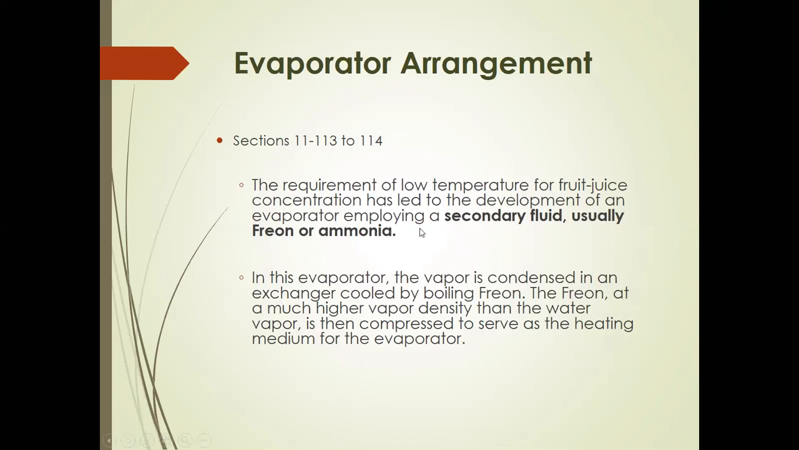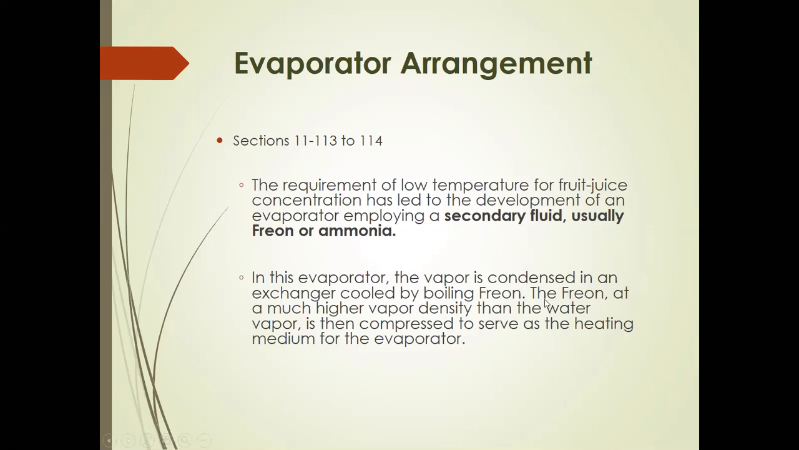Now, probably some of you may find this ironic because freon and ammonia are refrigerants. They are used by cooling systems, refrigerator rooms, refrigerators, air cons. But in this case, these particular freons are being used as a secondary heating medium. How is that? So ironic, but it can be done. So in this case, the vapor is condensed in an exchanger cooled by boiling freon. The vapor coming from the evaporator that is using this freon as a secondary heating medium is being condensed and cooled down by boiling freon.